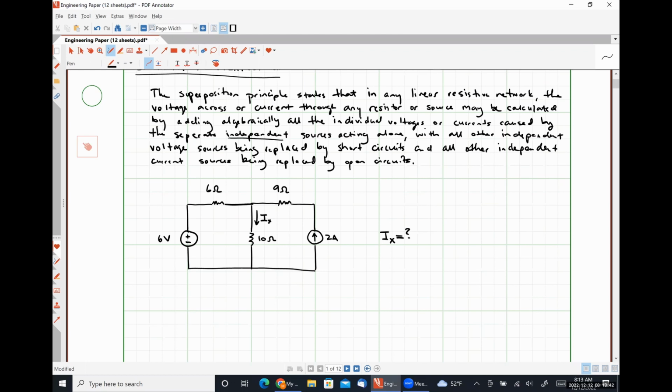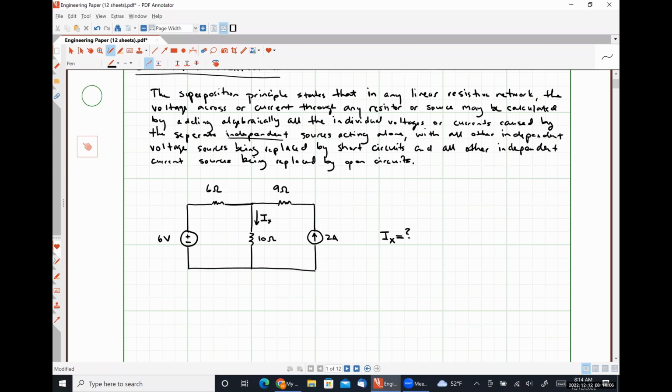Additionally, because it's not a single node pair circuit and it's not a single loop circuit, we can't just use KCL and Ohm's law or KVL and Ohm's law. We're actually going to have to use both. So we're going to have to effectively throw the kitchen sink at this problem if we wanted to solve it as it stands. So let's do just that.